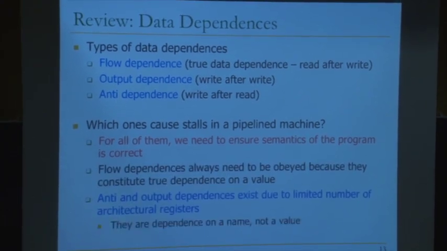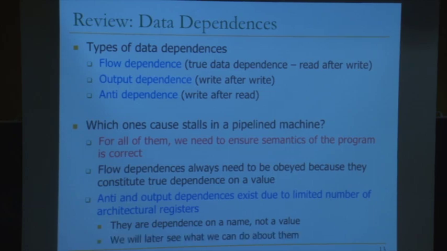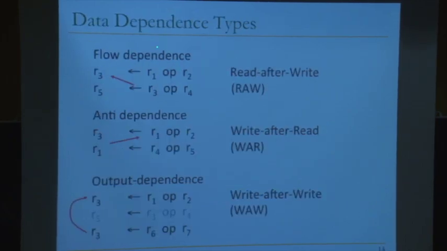OK, and we've talked about this, so I'm not going to cover this now. This is, again, a review. So these are data dependence types. This is read after write. This is the only true dependence. This instruction really needs this value that's produced by the producer instruction. You can think of this as the producer and the consumer.